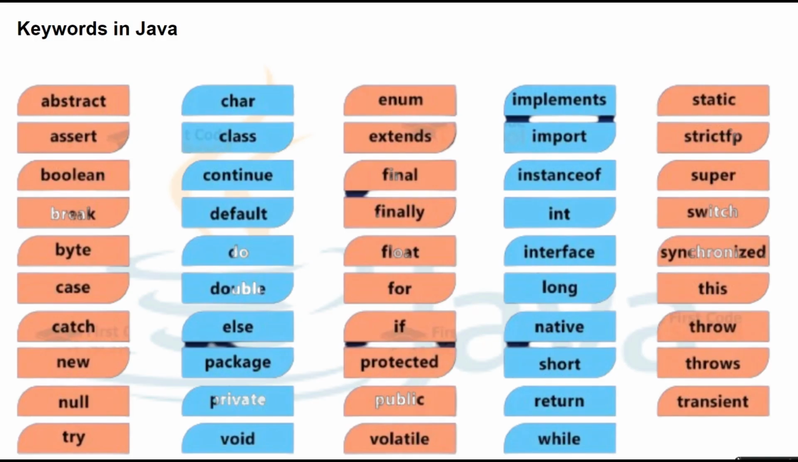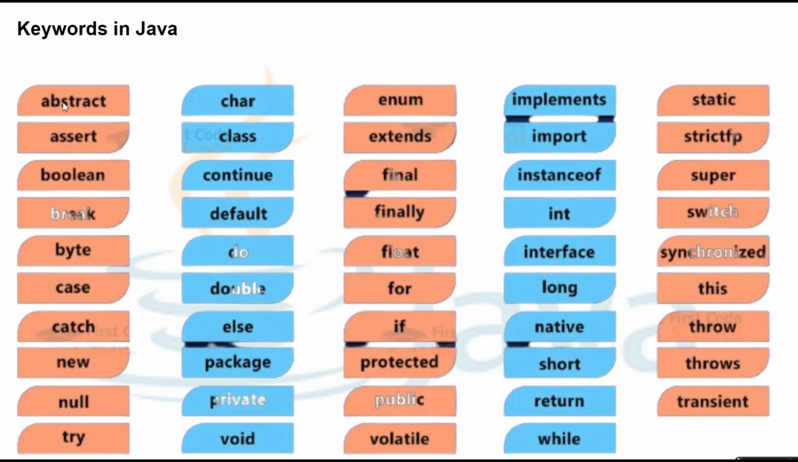Now let's move to the last topic for today, that is keywords. Keywords are reserved words that convey a special meaning. That means we cannot use these words as names of variables. Whenever we use these keywords, we mean to do something, because Java has already defined what each word means.